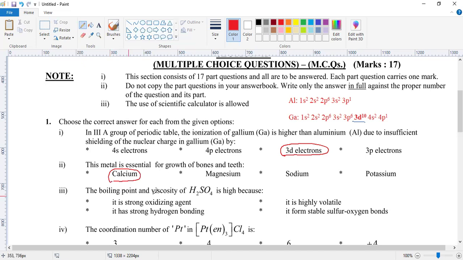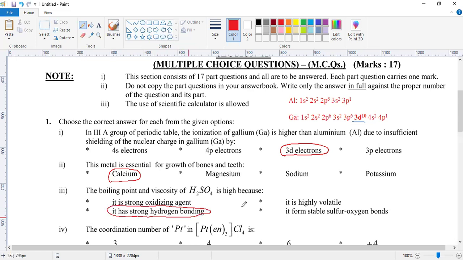The third MCQ says the boiling point and the viscosity of sulfuric acid is higher because it is a strong oxidizing agent? No. It is highly volatile? No. If it was highly volatile, then the boiling point should be lower. So this statement is contradictory. It has strong hydrogen bonding? Yes, this is the correct answer.